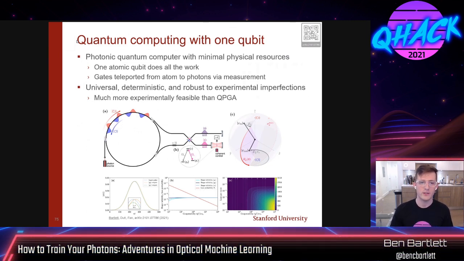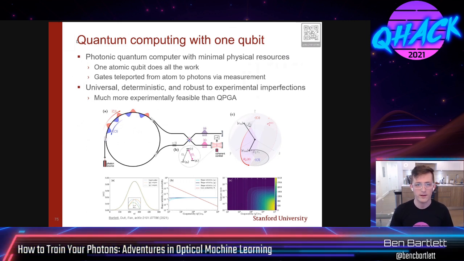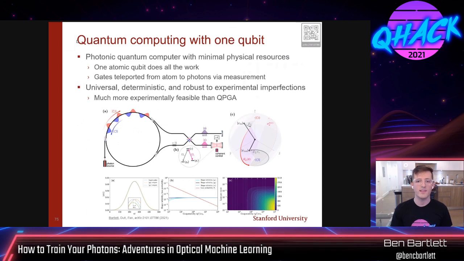Using only operations that you apply to the atom, they can be teleported from the atom onto the photons via projective measurement. And this design is universal. It can do any quantum program. It's deterministic, so any errors can be deterministically canceled out, and the quality of your error rate per gate is determined just by the quality of your experimental implementation. And the design is robust to experimental imperfections.